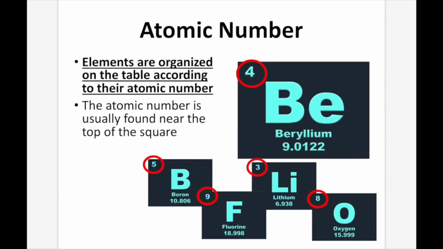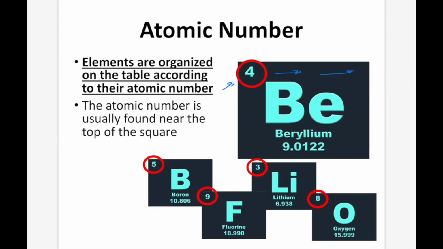So let's start with atomic number. Elements are organized on the table according to their atomic number. The atomic number is usually found near the top of the square. It's not always found near the top of the square, unfortunately, as different periodic tables lay out their information in different ways. However, it's usually found atop. Sometimes it's top left, sometimes it's top middle, sometimes it's top right, but usually it's at the top.